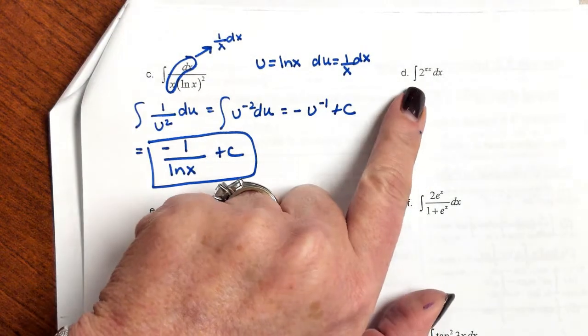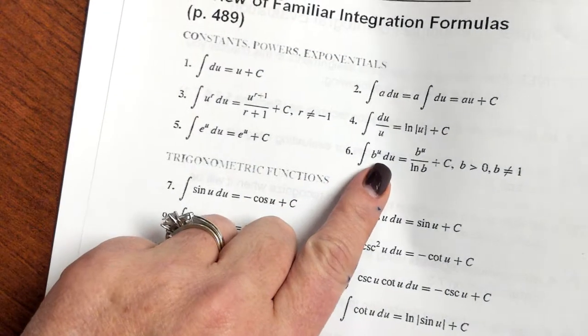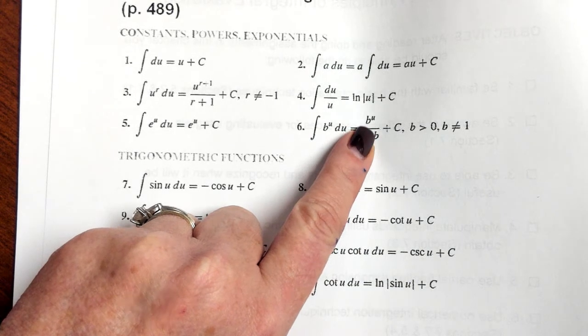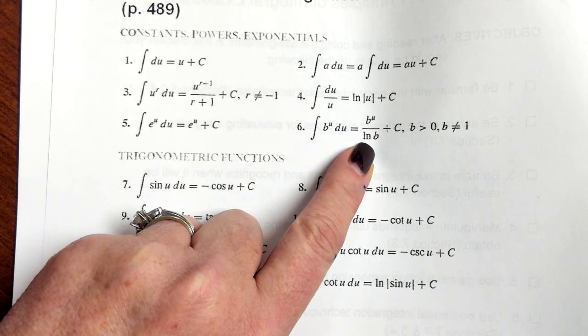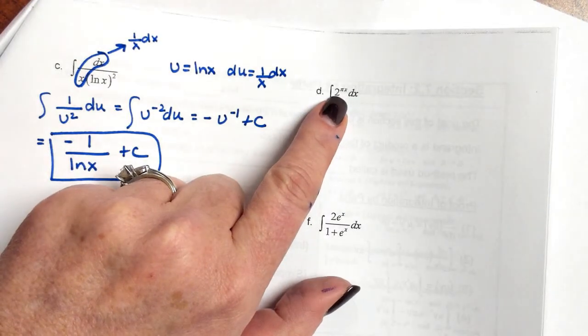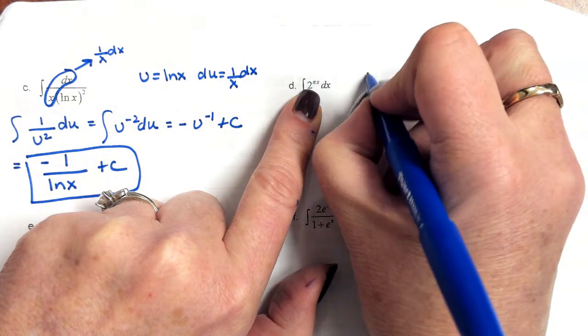So now here's an example of an exponential. Going back to the previous page, when the base is not e to the x, remember what your rule is for exponential functions. You'll take your exponential function and divide it by the natural log of the base. But notice it's not a 2 to the x. You've got a constant in front of the x, so you are going to have to do a u substitution.